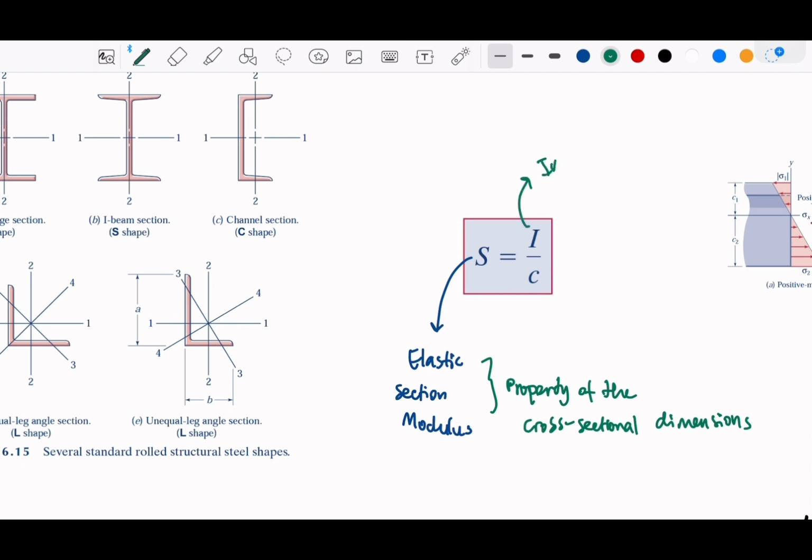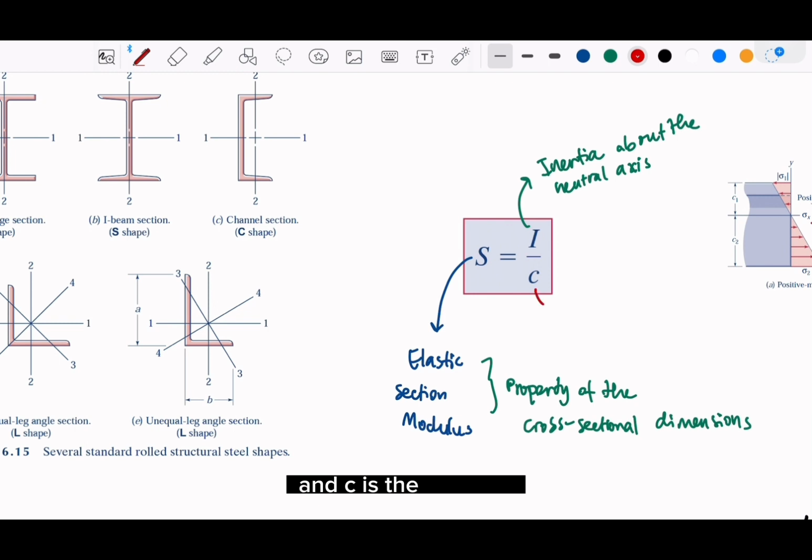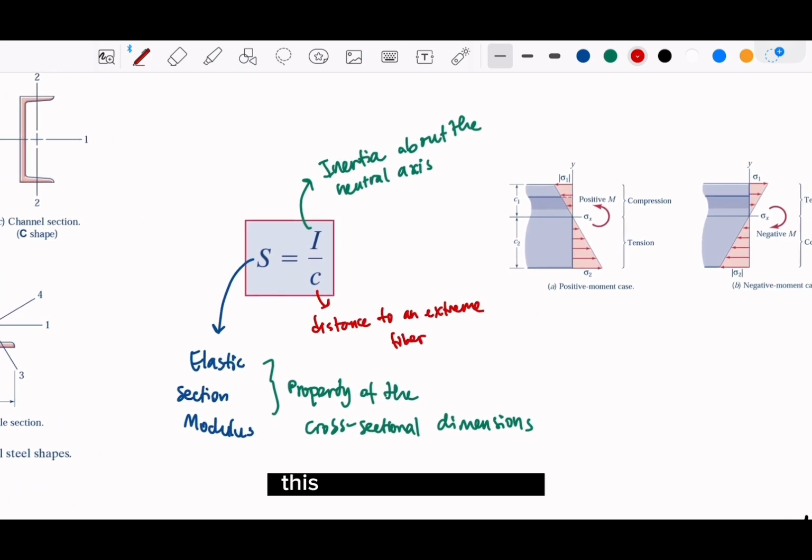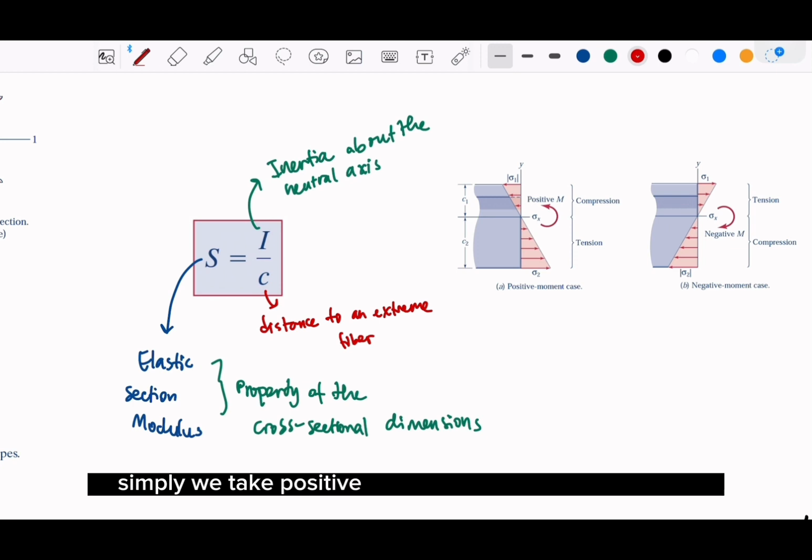So I is the inertia about the neutral axis. And C is the distance to the extreme fiber. We're going to see what C is here. So we have C1 and C2. This is simply the distance from the neutral axis to the extreme top or bottom. And simply we take positive or negative based on the moment. If we take positive moment, we have compression on top and tension at the bottom. If we take the reverse, we have tension and compression.